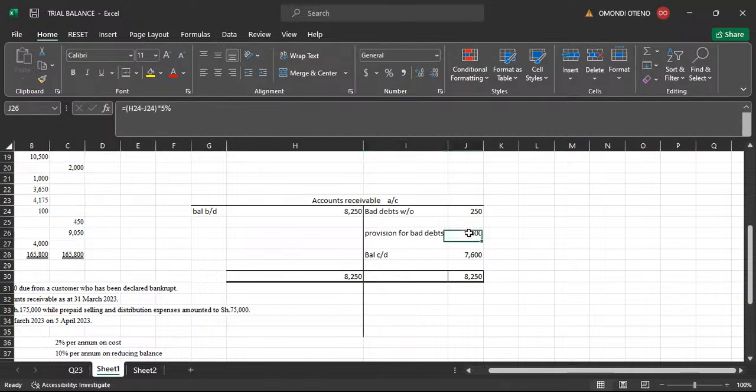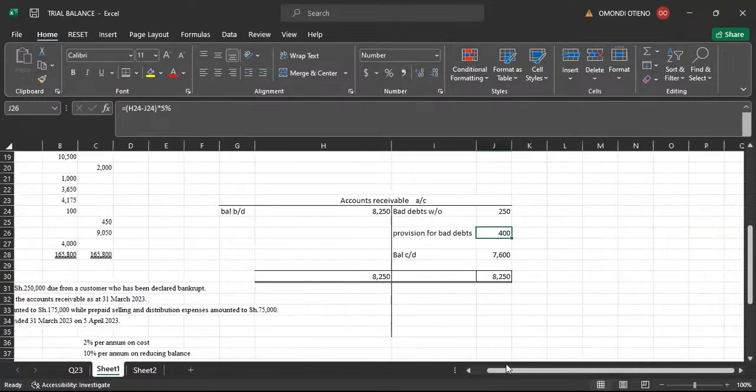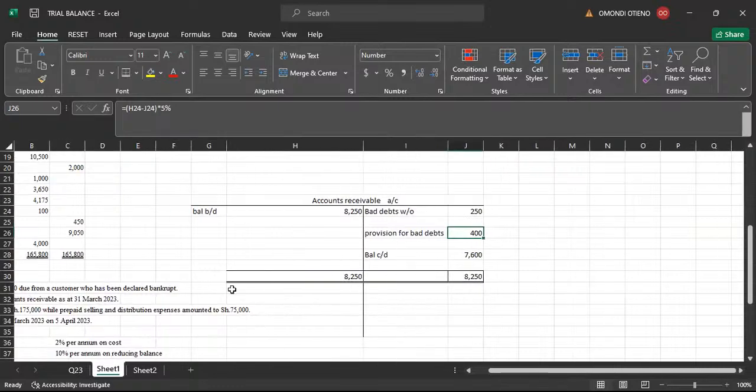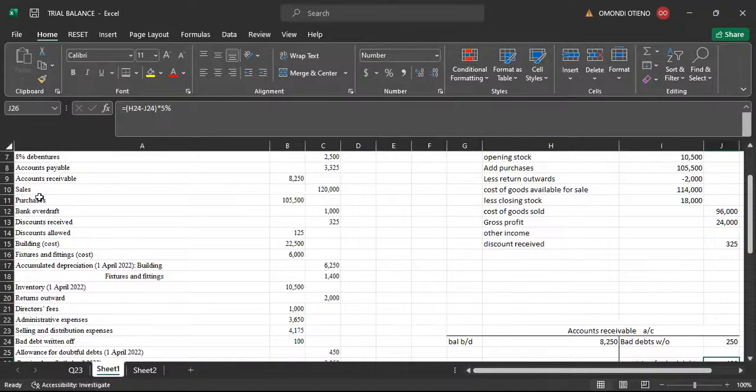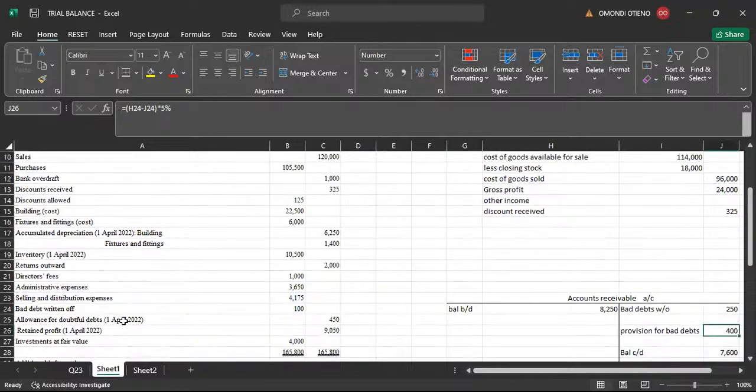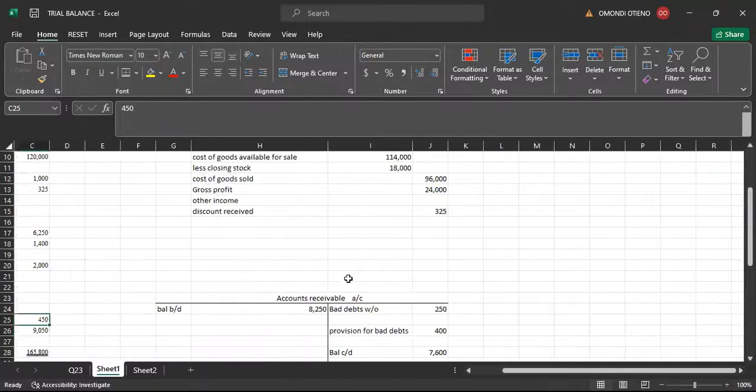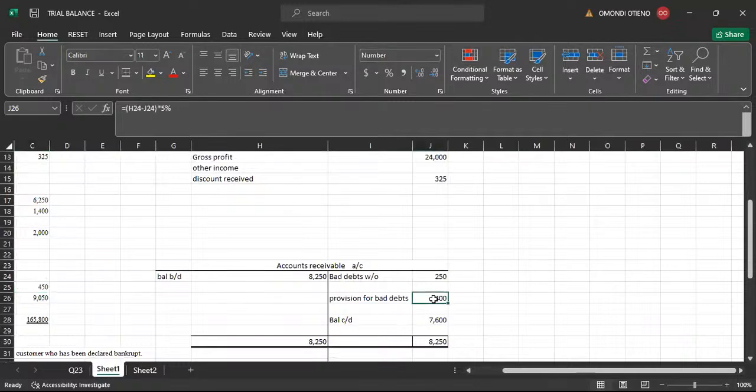But then this is what has been adjusted. The 5% of the net account receivable amount is 400. Let's go to the provision at the beginning of the year. At the beginning of the year, they had an allowance. The allowances for doubtful debts as at 1st of April was 450. But then the real doubtful debts that they are having here is 400.